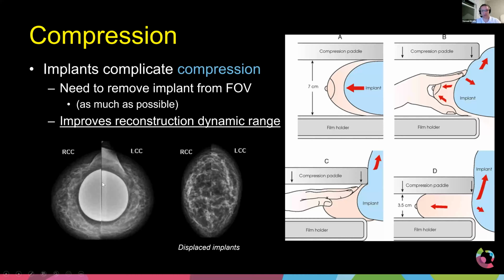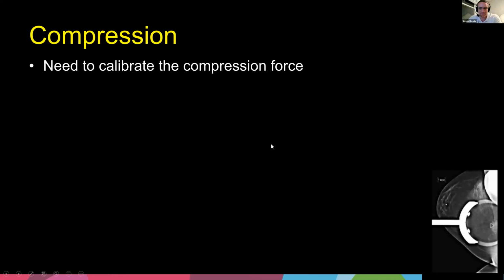In this case, it's the same patient: in one, they imaged with the implant in place, and in the other, they were able to largely get the implant out of the view. And you can see how the glandular and fatty contrast is much greater in this view than this one. So optimizing the placement of the implant is good, and optimizing the compression. Obviously, you'll get better compression if the implant is just out of the way. Implants, of course, are less compressible.